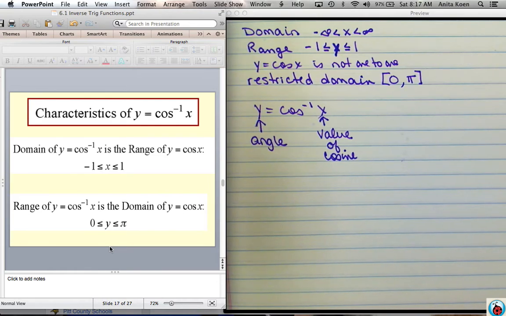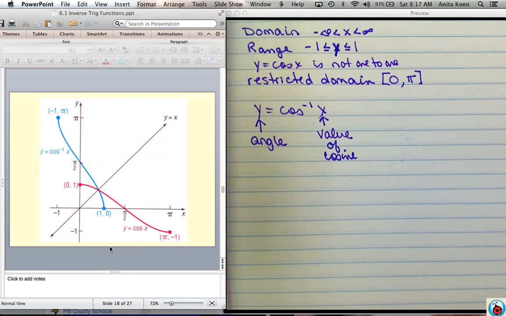And this is because with an inverse function, you are interchanging x and y. Since you're interchanging x and y, the domain and range are interchanging as well. So the domain of the inverse is the range of the function, and the range of the inverse is the domain of the function.